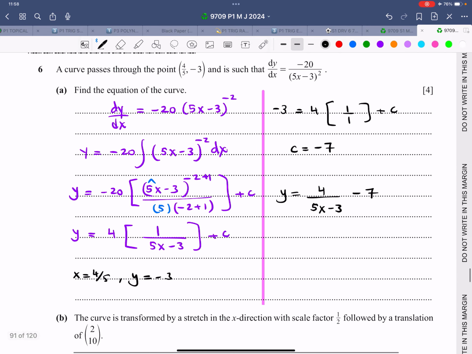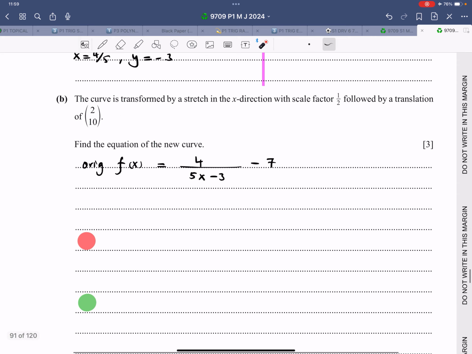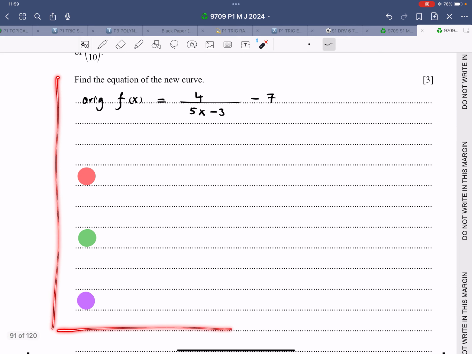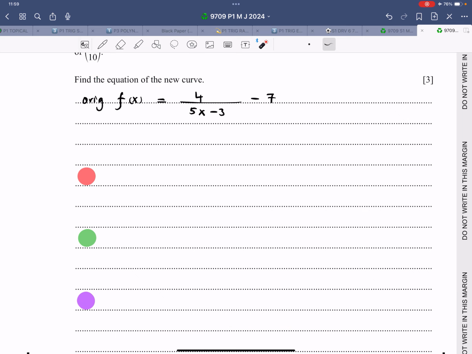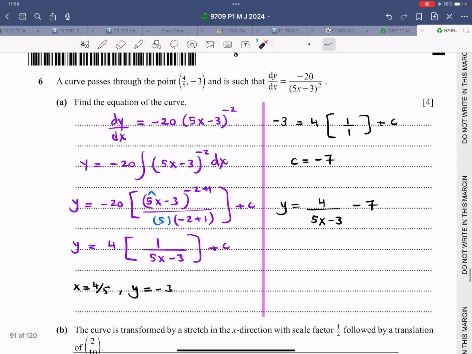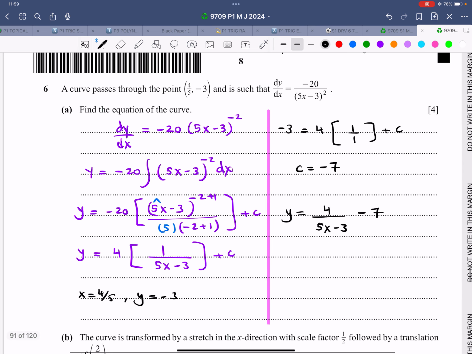Now let's look at question number 6. What is this about? The gradient function is given, the point is given, equation of curve, that's integration, and then the transformation, which I left blank, not because it's too difficult, because I want to solve it right in front of you. So now the very first thing, that's a perfect combination, a beautiful combination. That combination is that of integration and transformation of function.